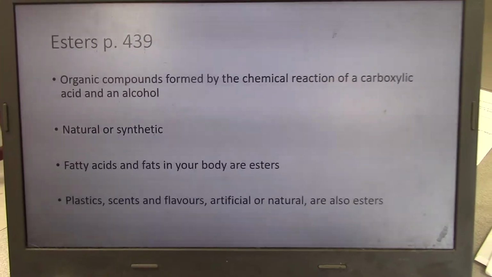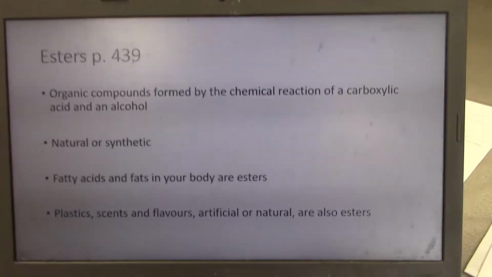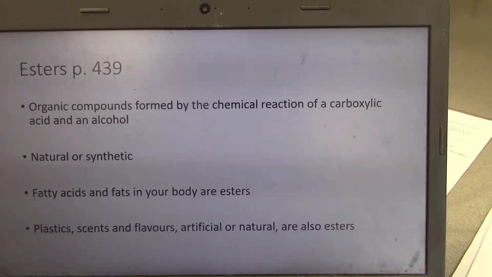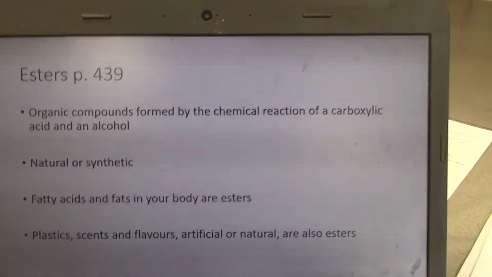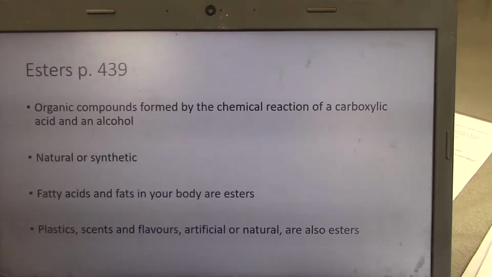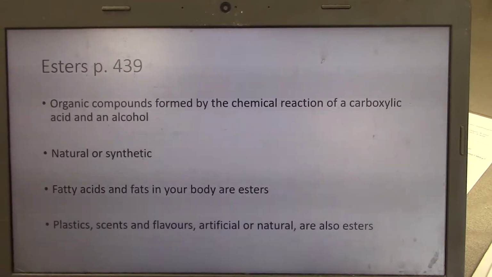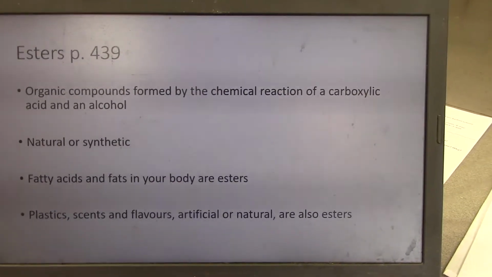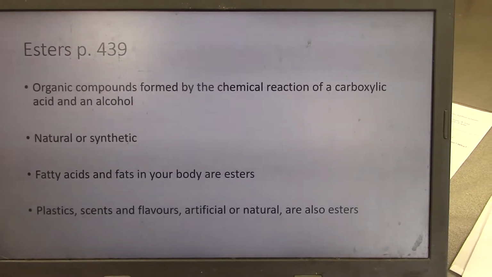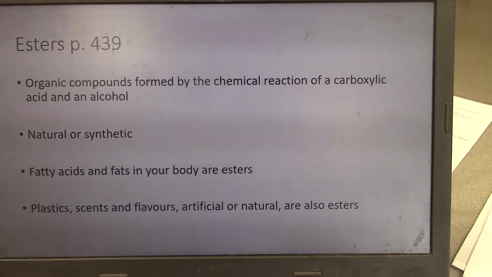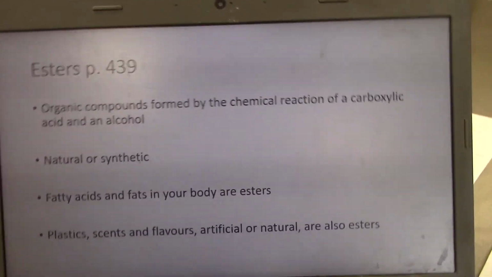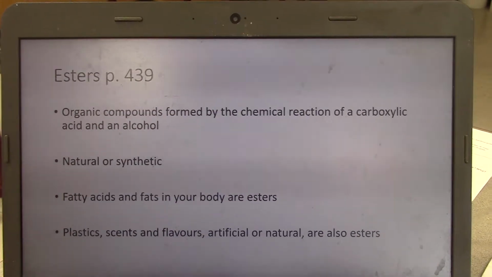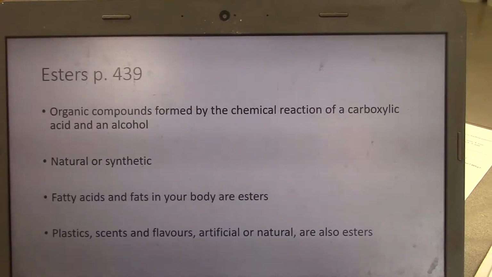Now, esters are organic compounds formed by the catalyzed combination of carboxylic acids and alcohols. So esters are a combination of carboxylic acids and alcohols. They can be natural or synthetic. Most of the fatty acids and fats in your body are esters. Plant scents and flavors, artificial or natural, are also esters.